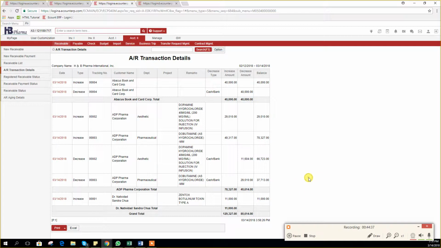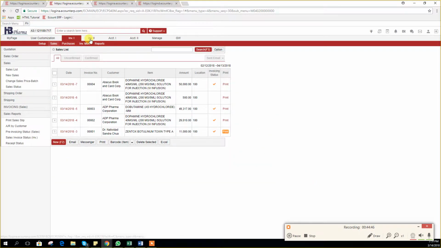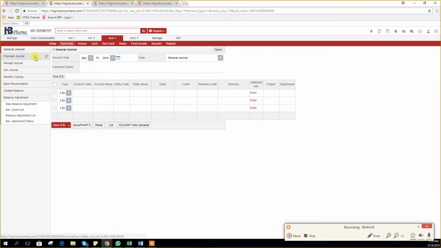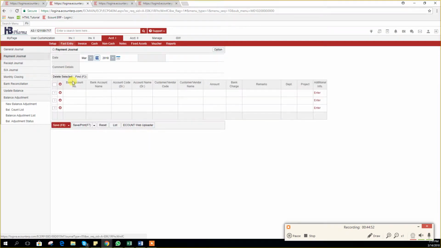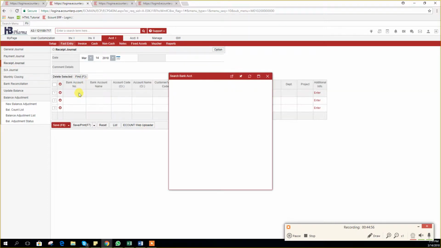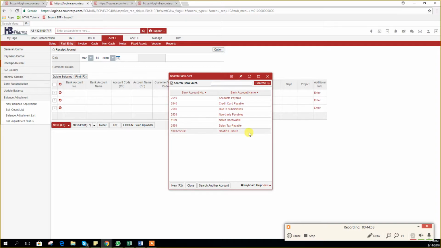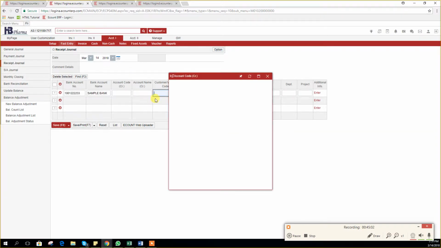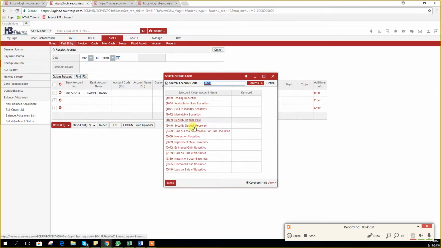So what about the deposit? Right? Okay. Just now we did not save that thing. Receipt journal. So sample bank, and then the security.